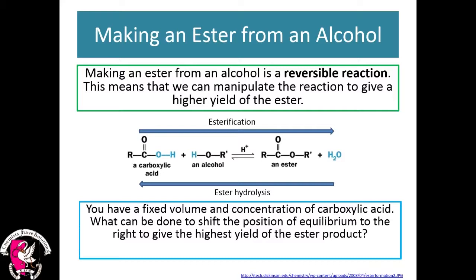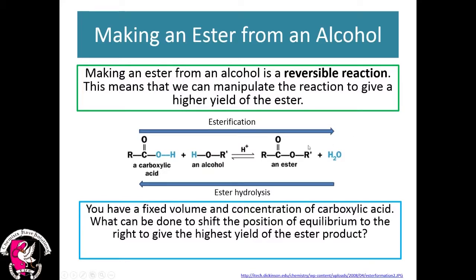Okay, now basically what we want to do, because we can't change anything with the carboxylic acid since we've got the fixed volume and concentration. We don't have any information about the delta H of this, so we don't know if it's exothermic or endothermic, and it's not involving gases here, so pressure is not very important. So what is important is our reagents and our products.